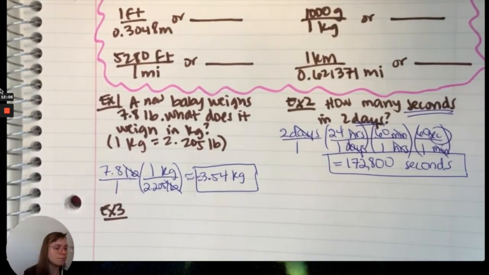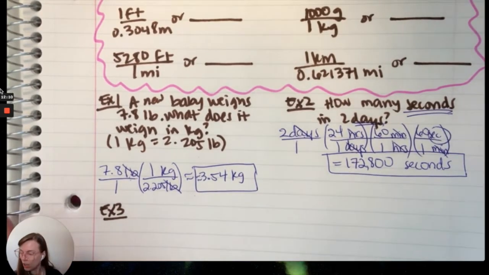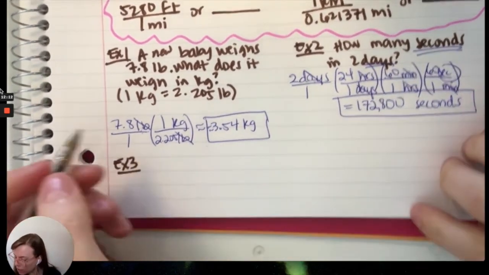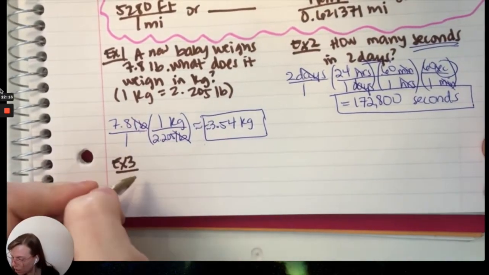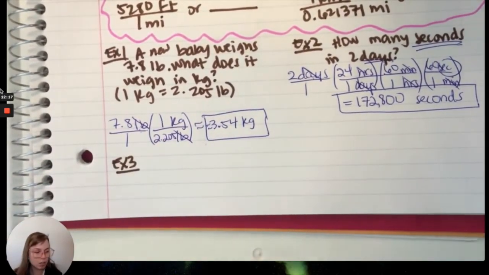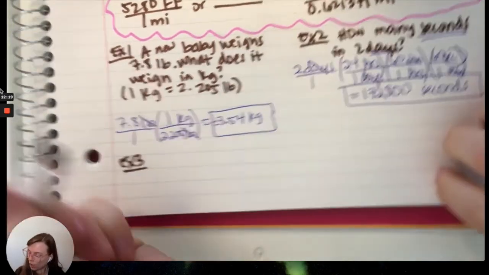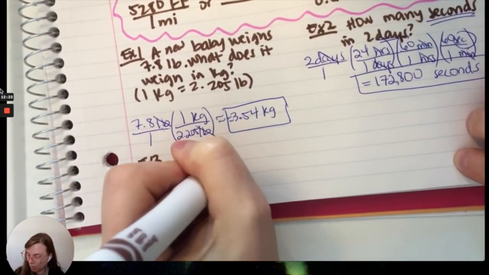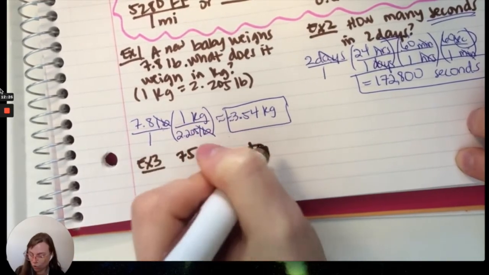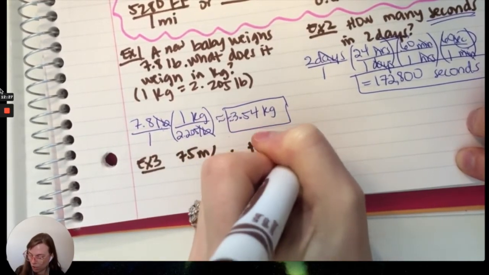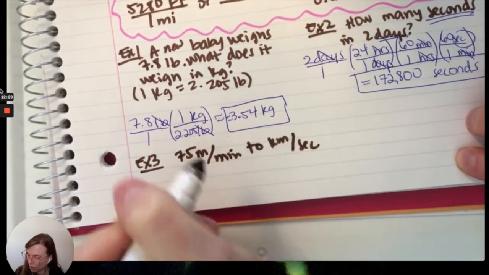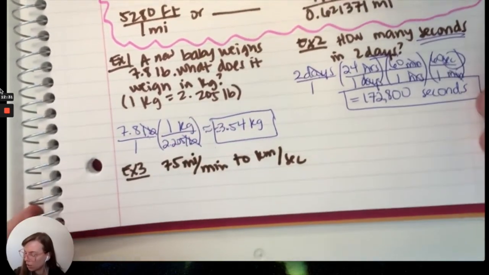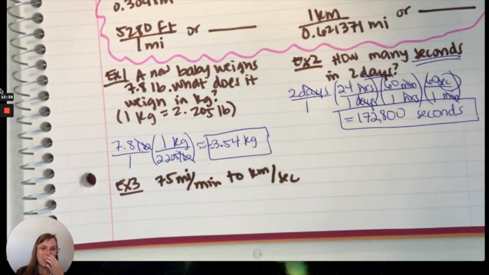I'm going to find a good one. Oh, good. There it is. All right, so our last one is going to be, I'll write it in brown, I guess. I want 75 meters per minute to kilometers per, no, I'm going to do miles per minute to kilometers per second. Yeah, that's a good one.